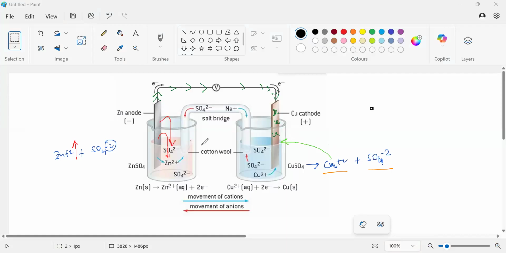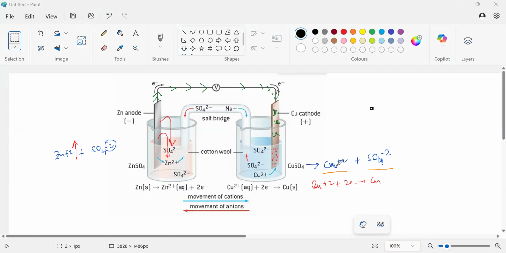And what happens in the cathode? I've got a red cat in my house, remember this thing. Red cat: reduction happens at the cathode. So copper 2 plus plus 2 electrons gives you copper, and the copper will be deposited over here. Slowly and slowly the copper plate will be getting thicker or thinner? Thicker and thicker.